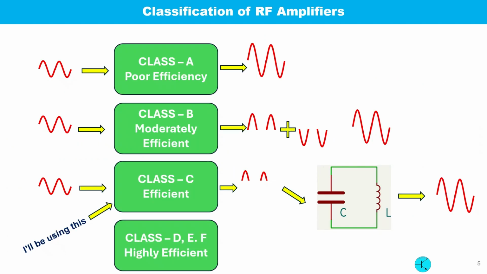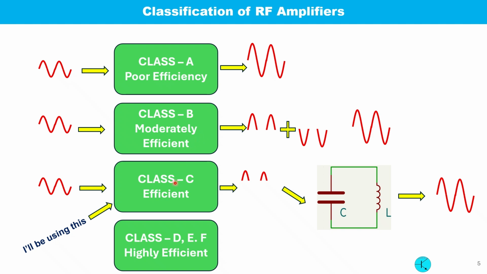There are several classes of amplifiers: class A, class B, class C, and class D, E, F. Class A amplifier amplifies the whole signal. However, it is not efficient. A lot of power is wasted as heat in the transistor. Class B amplifies the signal in two sections. One section amplifies the positive half, and the other section amplifies the negative half. And these two parts are combined to get the whole signal. This is moderately efficient.